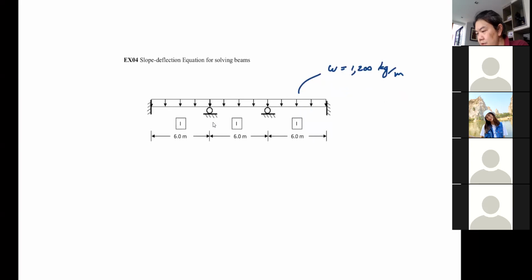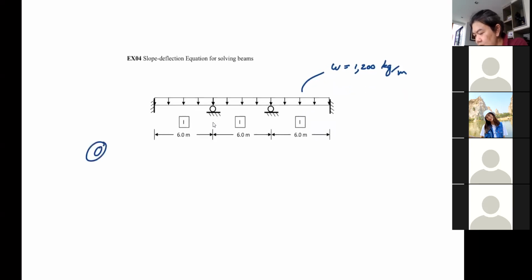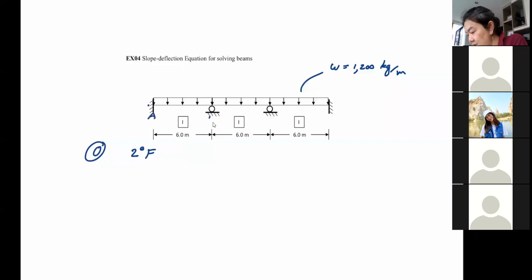Okay, so in the beginning we can say that step number 0, this guy has 2 degrees of freedom, because this is when things got messed up. What is theta A? This is a fixed support, remember? Let's call this A, B, C, and D. Theta A is, anyone? 0. Theta A is 0.